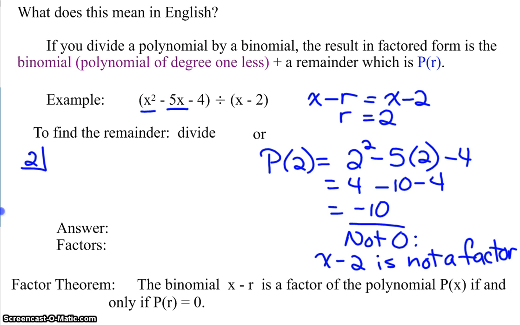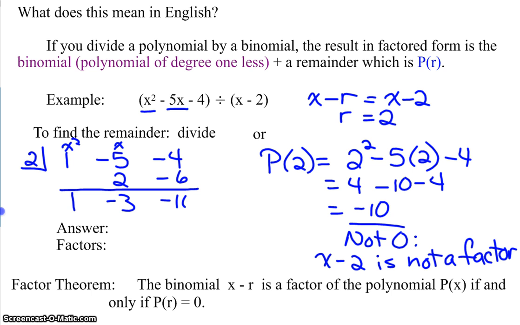r was 2. Our coefficients were 1, negative 5, and negative 4. Remember, our first column was x squared, then it was negative 5x, and then it was a constant. We do our synthetic division: bring the first number down, multiply, put it in the next position up, add down is negative 3, multiply, put it in the next position up is negative 6, add down is negative 10. Remember, the last number is the remainder, exactly the same thing we got when we did just evaluating P of 2, and the polynomial underneath is going to have degree 1 less than the original.